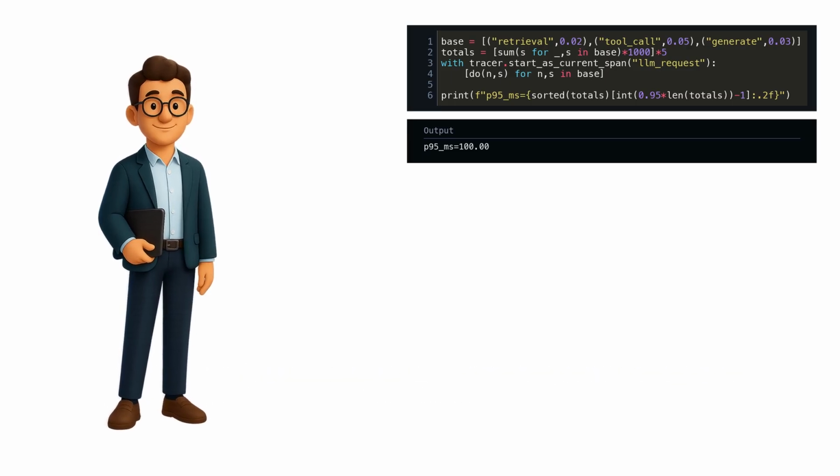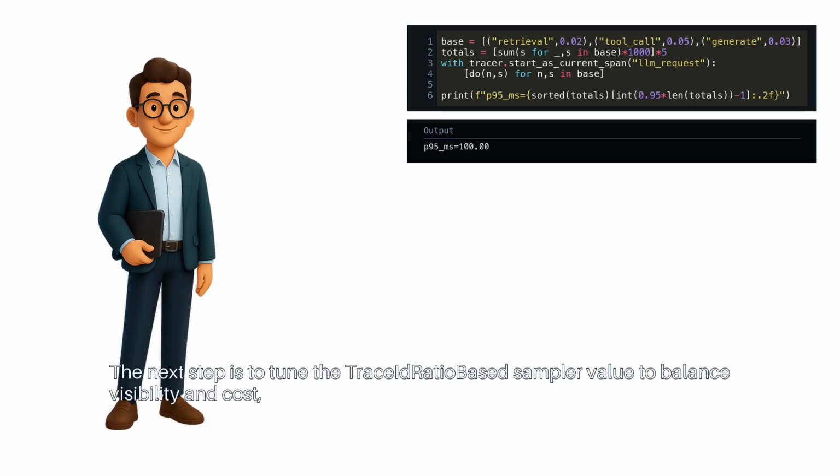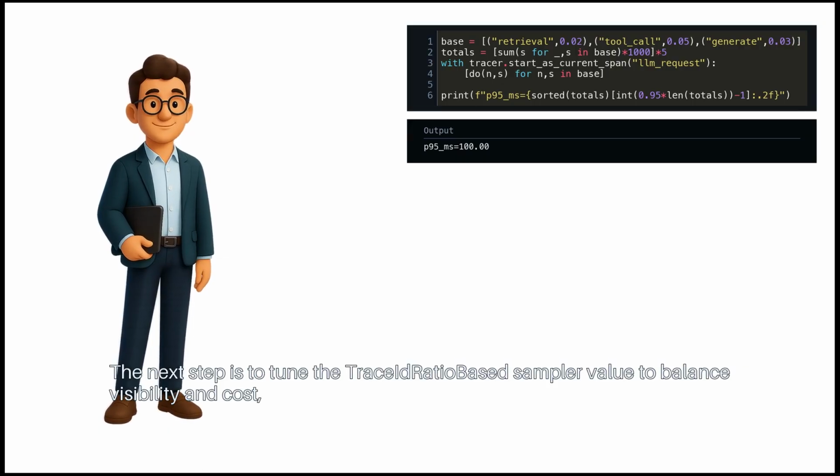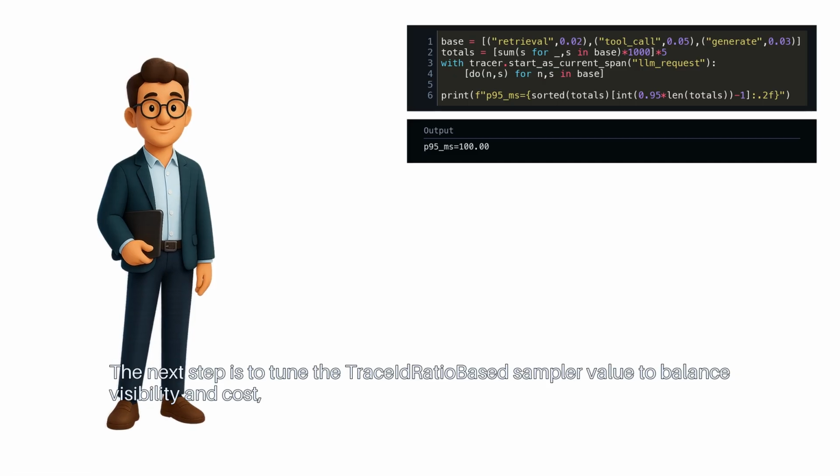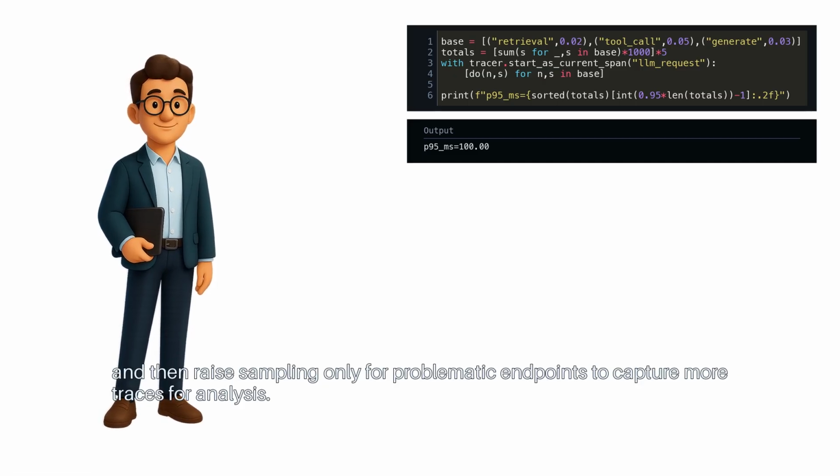The next step is to tune the TraceIdRatioBased sampler value to balance visibility and costs, and then raise sampling only for problematic endpoints to capture more traces for analysis.